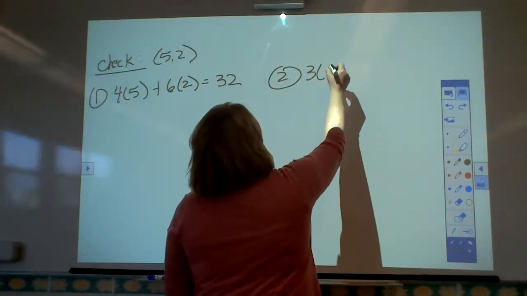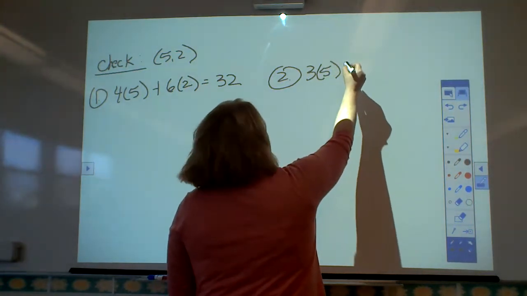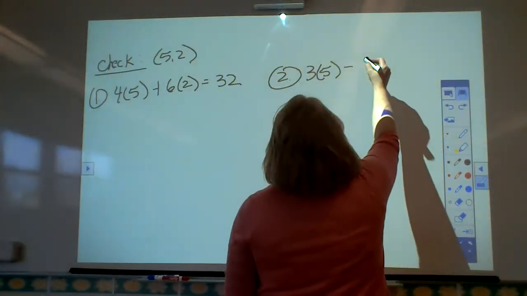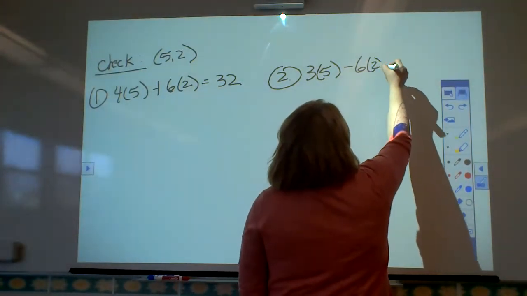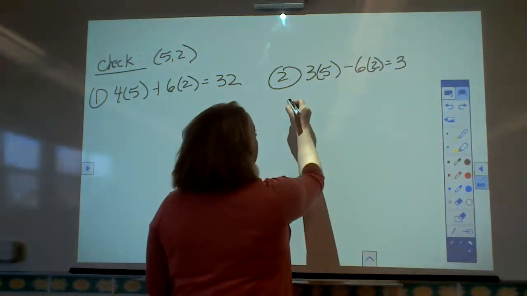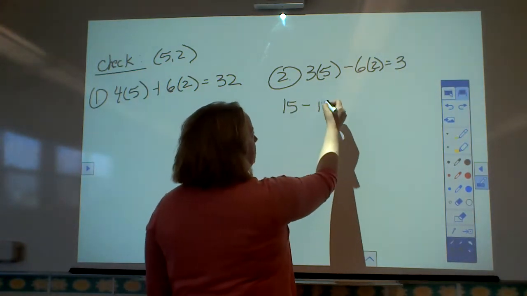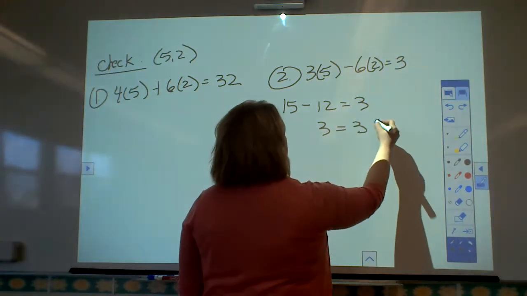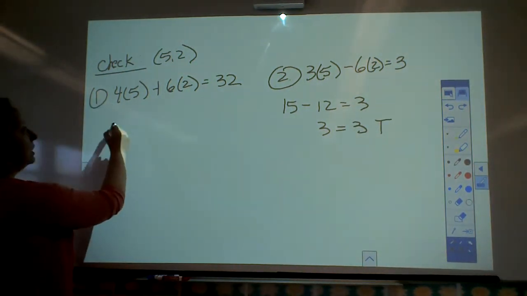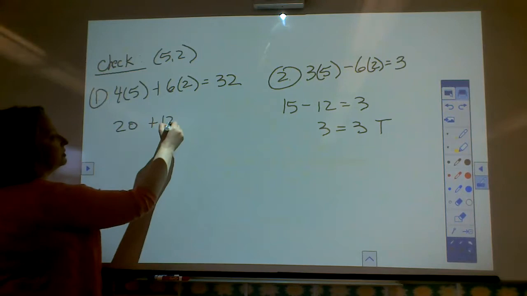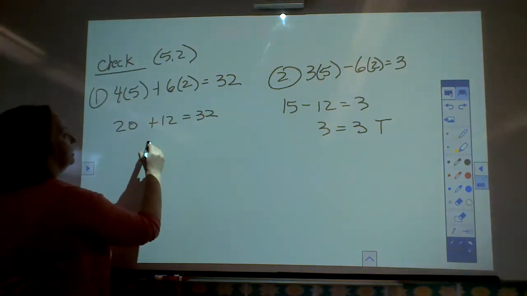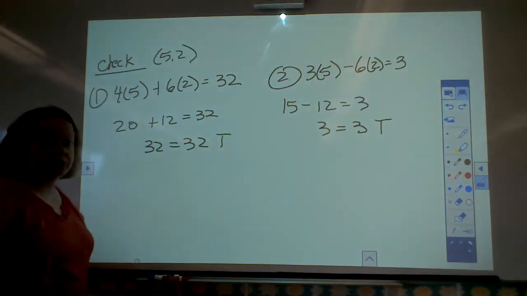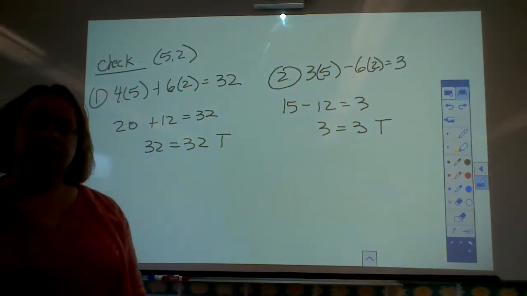3 times 5 minus 6 times 2 equals 3. So we get 15 minus 12 is 3. 3 equals 3. And then we get 20 plus 12 is 32. 32 equals 32. They're both true, and so 5, 2 is the solution.